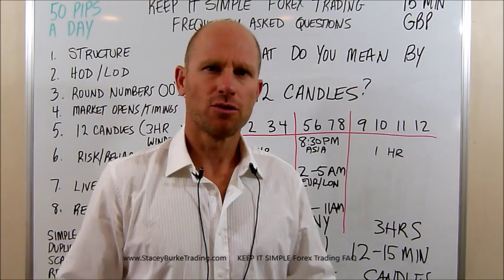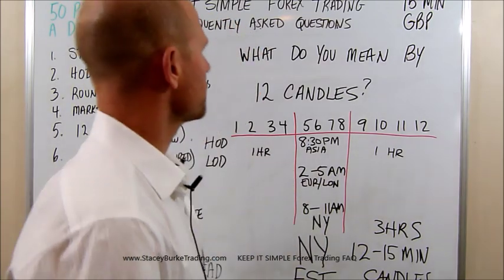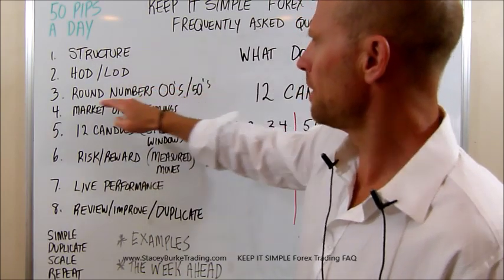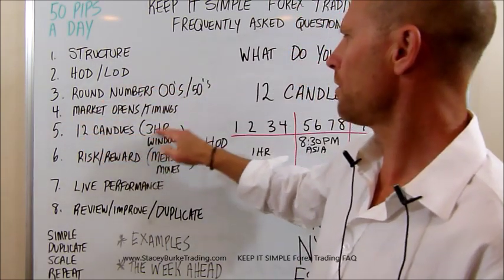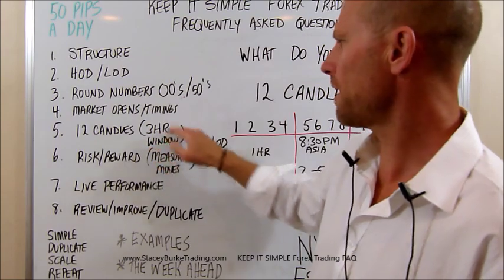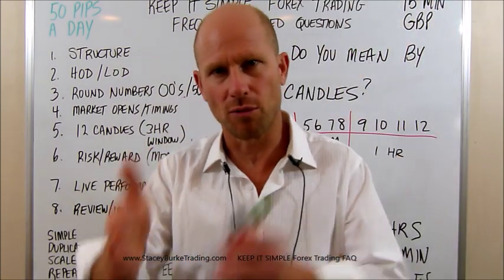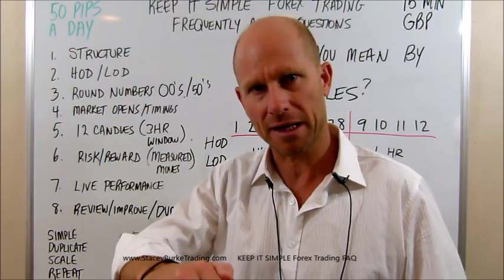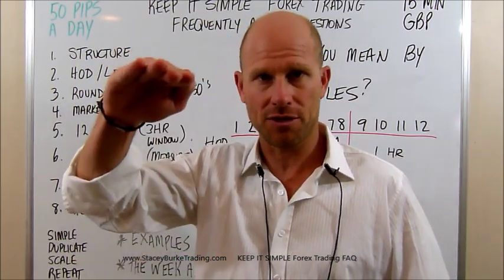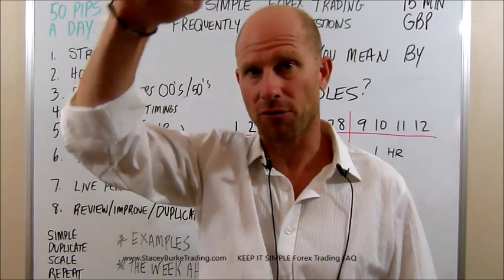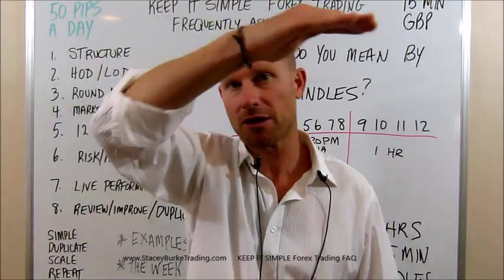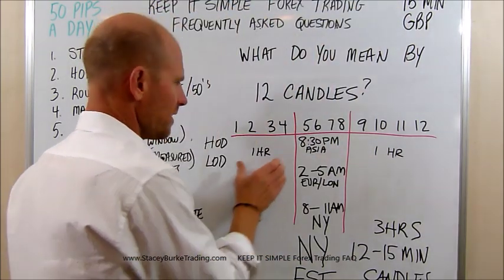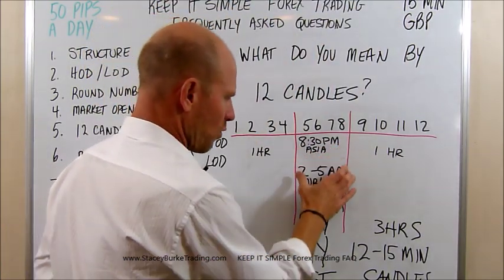What do you mean by the 12 candle rule? Okay, so this question keeps coming up a lot. We've talked about that 12 candle window around the market opens, that 3-hour window. We talked about the market moving in 3-hour increments. It might be 3 hours in one direction, 3 hours back into the move. It might be 3 hours in one direction and then a continuation for 2 to 3 more hours or into consolidation. This 12 candle rule is around the market opening time.